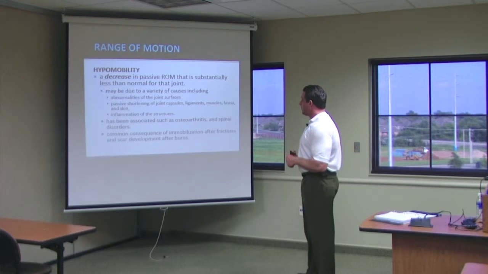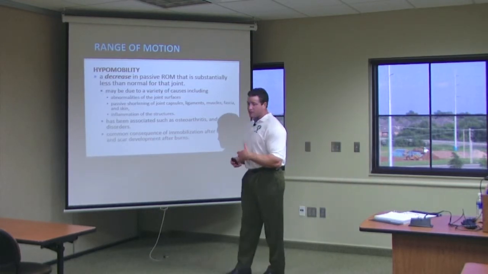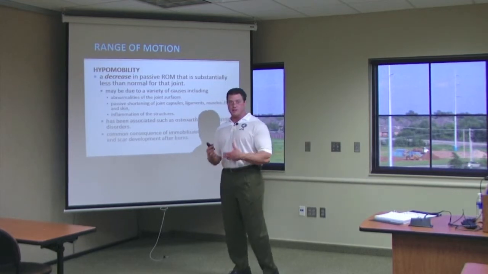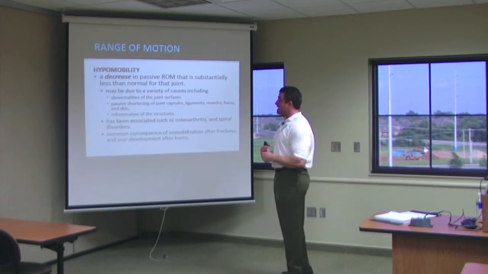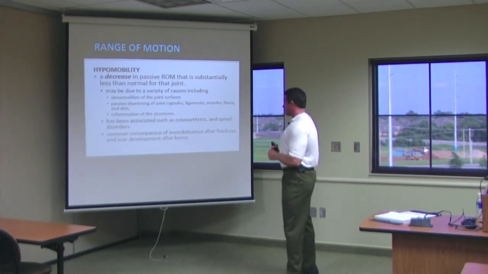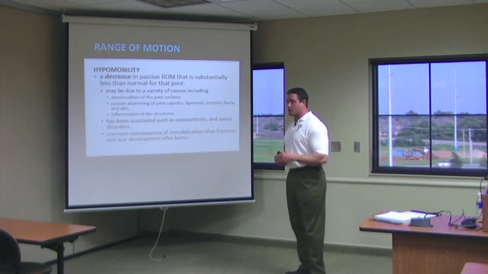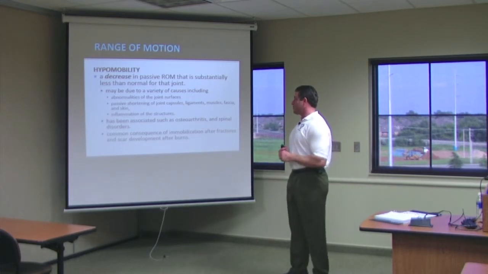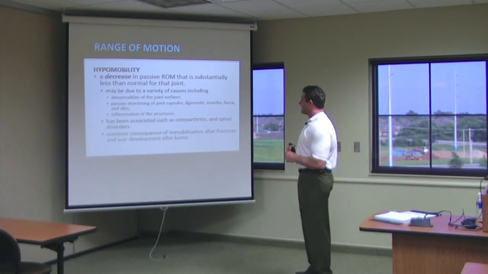Okay, then you've got hypomobility, which is a decrease. Hypo means less than. So if you have hypothyroidism, you have less than normal amount of thyroid. In this case, you have hypomobility, which is a decrease in a passive range of motion that is substantially less than normal for that joint. So if you have a person with an injury, a lot of times they'll have hypomobility. Abnormalities of the joint surface, which is going to be arthritis, things like that.